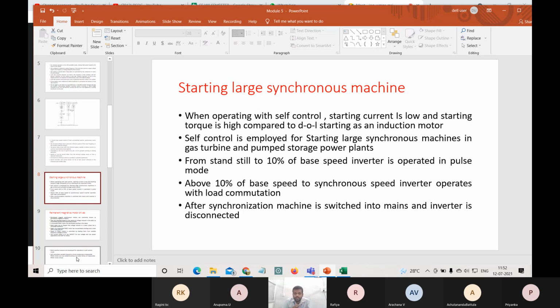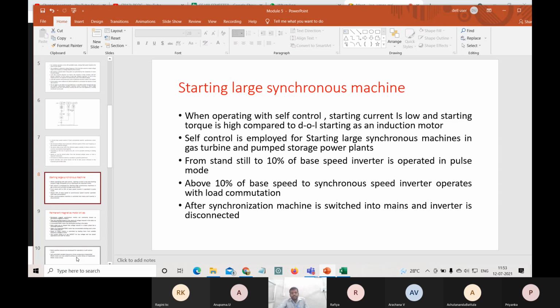Because of the low amount of starting current, in the synchronous motor the torque is very high compared to DOL starting. So what is meant by DOL? Direct online. We have different starting techniques. In direct online starting, we are directly giving supply to the stator of the motor, so the stator gets supply directly. That is changed in the DOL start.